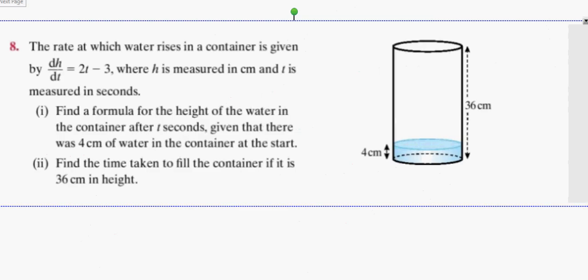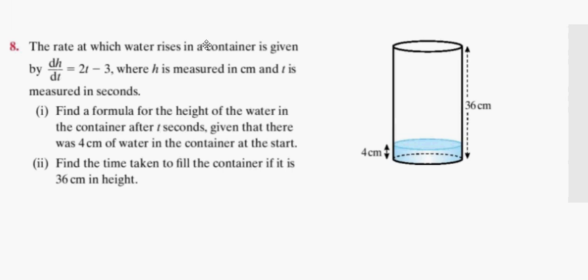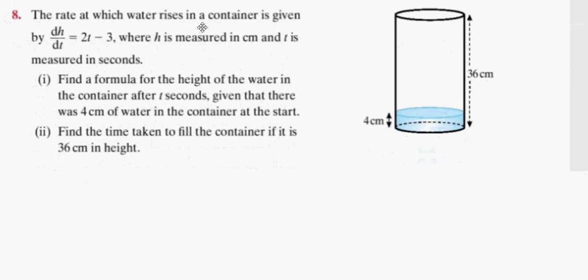This one. The rate at which water rises in a container is given by the following equation: dh/dt is 2t minus 3, where h is measured in centimeters and t is measured in seconds. Find a formula for the height of the water in the container after t seconds, given that there was 4 centimeters of water in the container at the start.